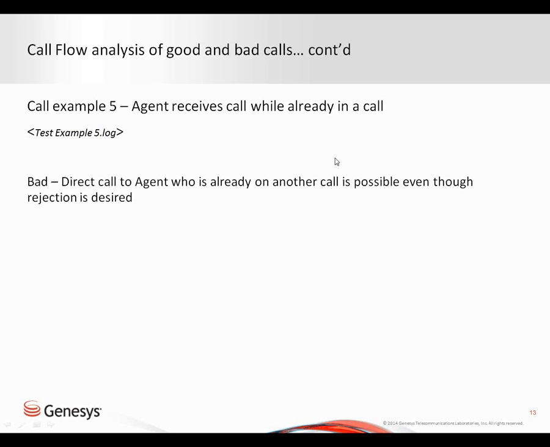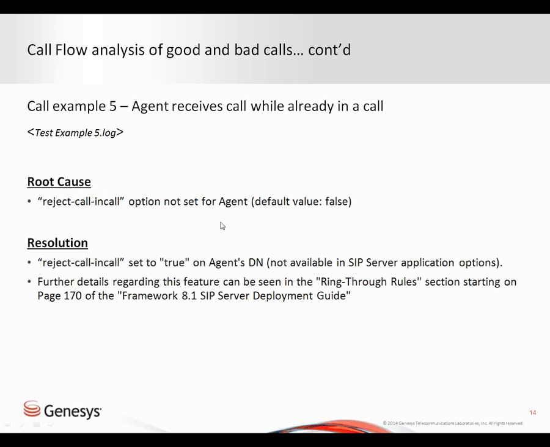Since this was kind of a failure, not the way the customer wanted the particular scenario to go, the root cause was that they needed to have a feature enabled, which is reject calling call, a SIP server option that needs to be set on the agent's DN. In this case, it defaults to false. When they set reject calling call on the agent's DN to true, or if it's not available, in the SIP server application options, then the call is rejected. Further details regarding this option can be seen in the SIP server deployment guide on page 170, in regards to the ring through rules.